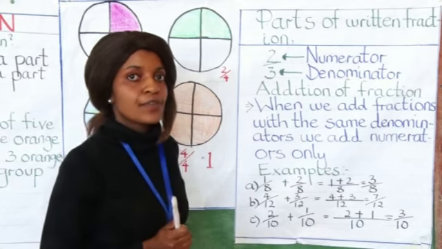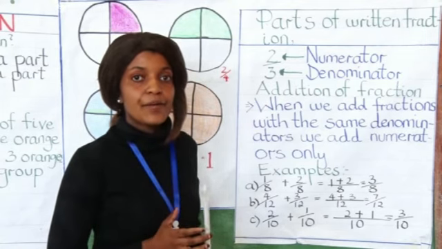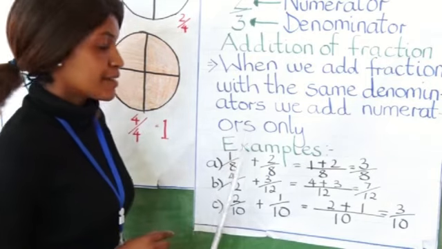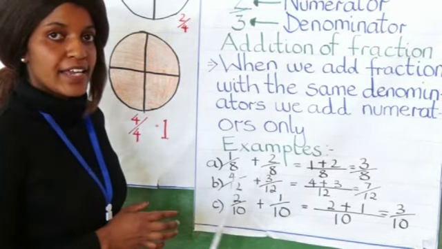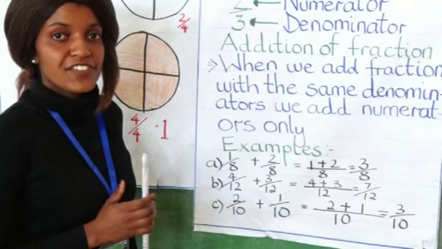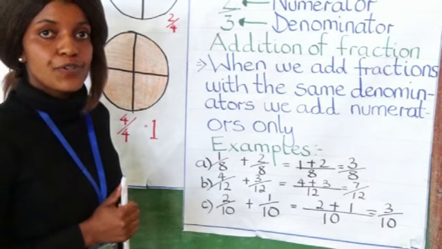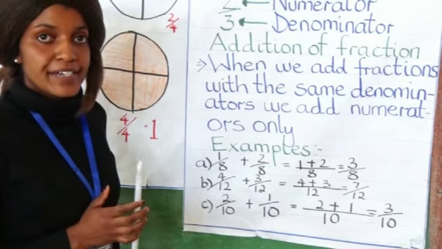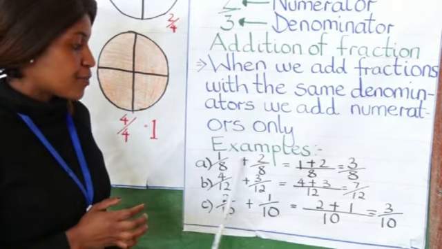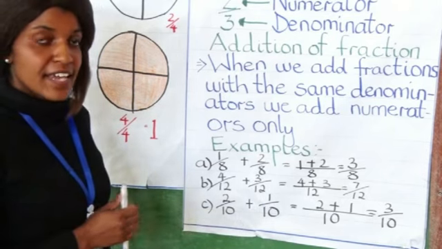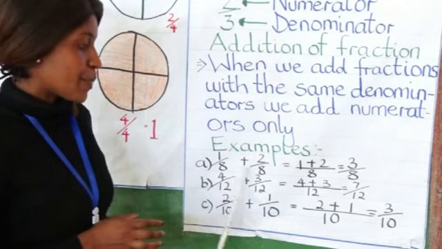Now, let us see how we can add fractions. Today we are going to see how we can add fractions with the same denominators, the same lower numbers. Example: you have 1/8 plus 2/8. Mind you, if you have fractions with the same denominators, we are going to deal with only the numerators, the upper numbers of the fractions. Example, 1/8 plus 2/8. The numerators here are 1 and 2, and the denominator is number 8.